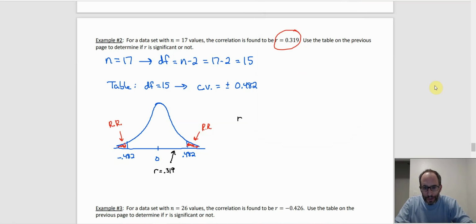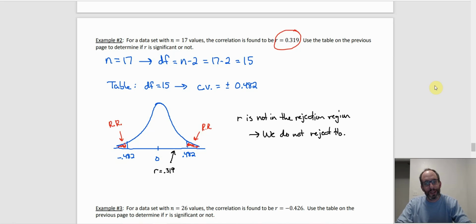So R is not in the rejection region, which would mean that we do not reject the null, or the statistics book way of saying it, we fail to reject the null, right? Same concept. For whatever reason, every textbook writes it like that.